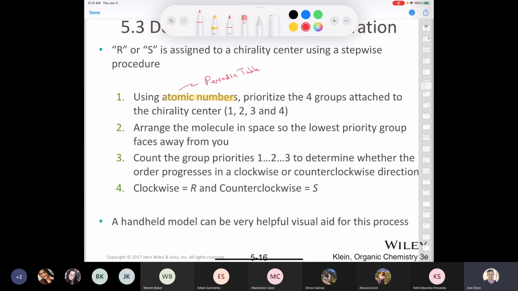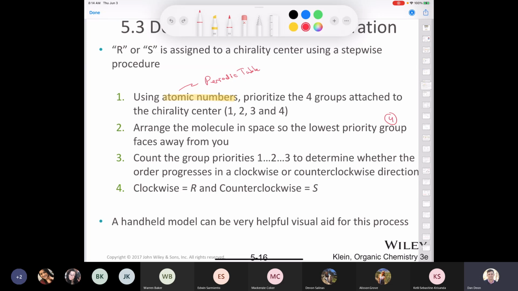Then what you do is you arrange the molecule. So you manipulate it in some way on paper or in your mind. Either way works. Or if you have a handheld model, you just flip it in your hand. You arrange the molecule in space so that the lowest priority group, which would be the 4th priority, right? Number 1 is the highest, 4 will be the lowest priority. It's facing away from you. So oftentimes it'll be a dash, right? Because it's going back into the page or back into the screen.